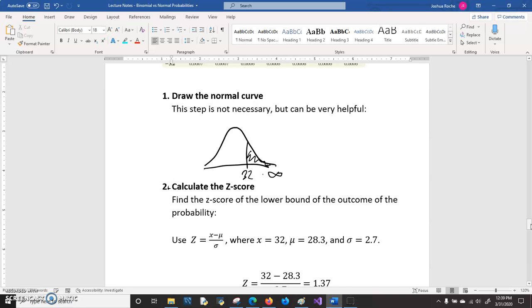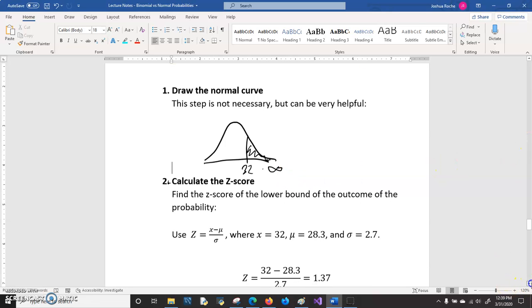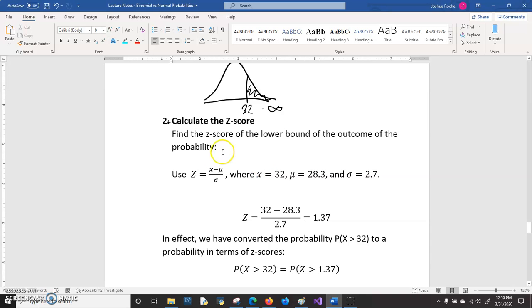So again, 32 is the lower, or the left boundary. Infinity is the right boundary. The first thing that you want to do if you're doing it this way is to find the z-score. The z-score can be found using this formula. X is the 32, and then you put in the mean and the standard deviation, put them into the z-score formula, and you'll get 1.37. And that just means that 32 is 1.37 standard deviations above the mean.